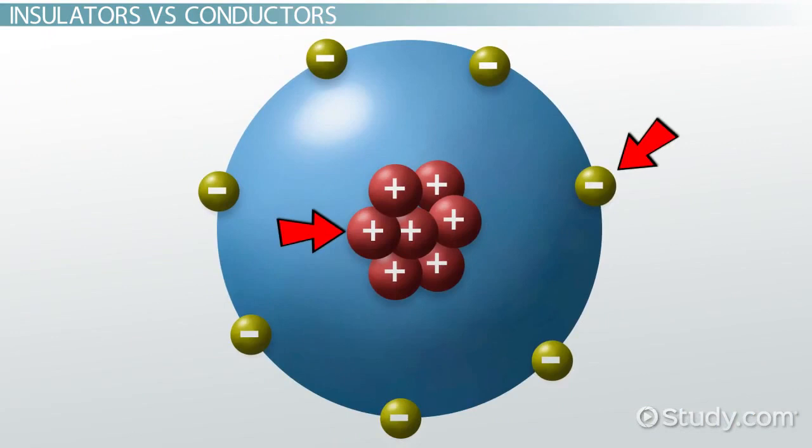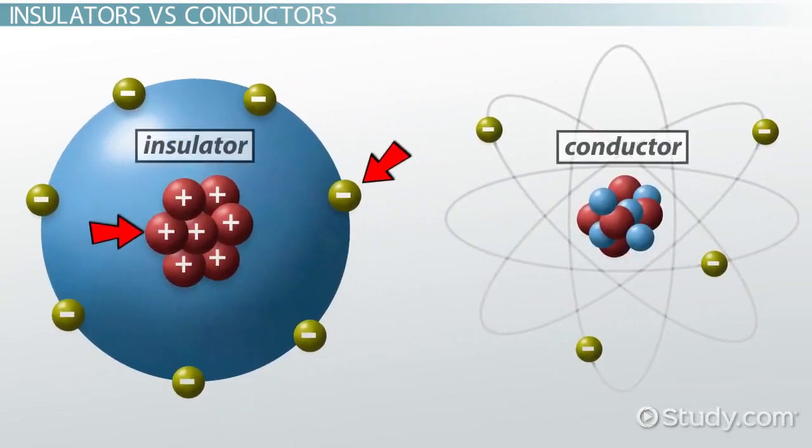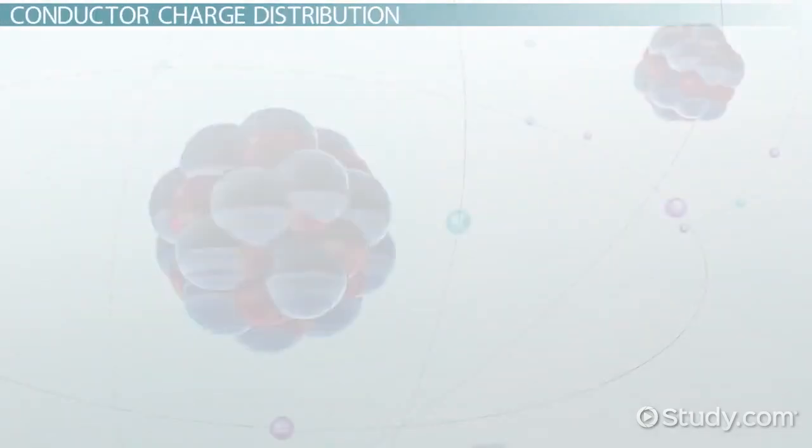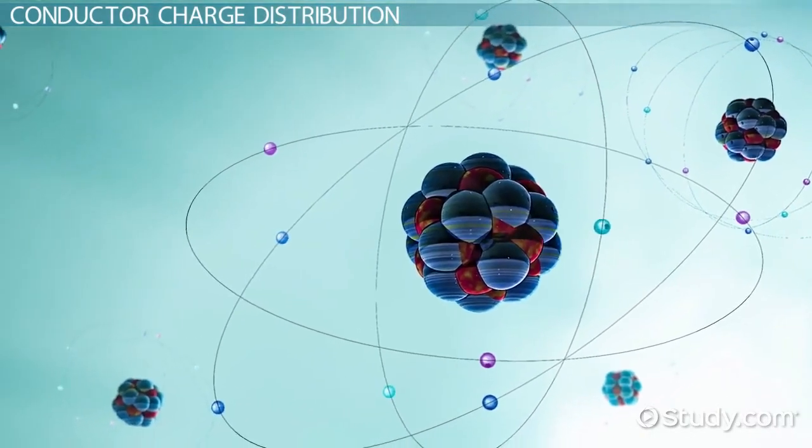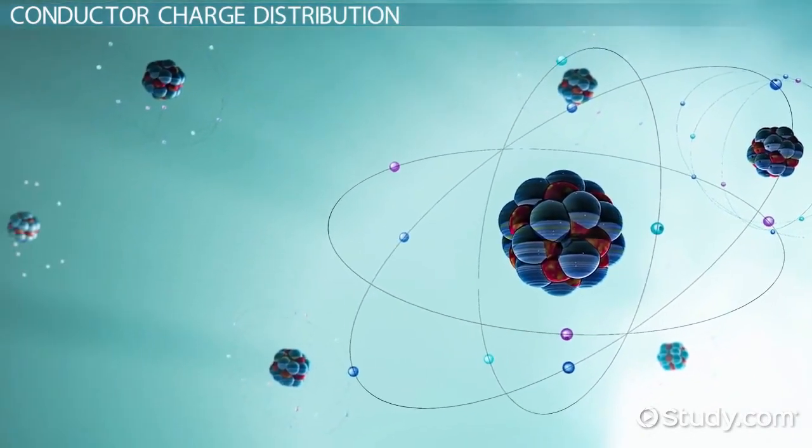In insulators, all of the electrons are strongly bound to each atom and aren't free to move around from atom to atom. In conductors, some of the electrons are loosely bound to each atom, so they can easily move around, allowing charge to flow and redistribute throughout the conductor. Conductors allow charges to move around because they have a lot of highly mobile charge carriers, electrons.